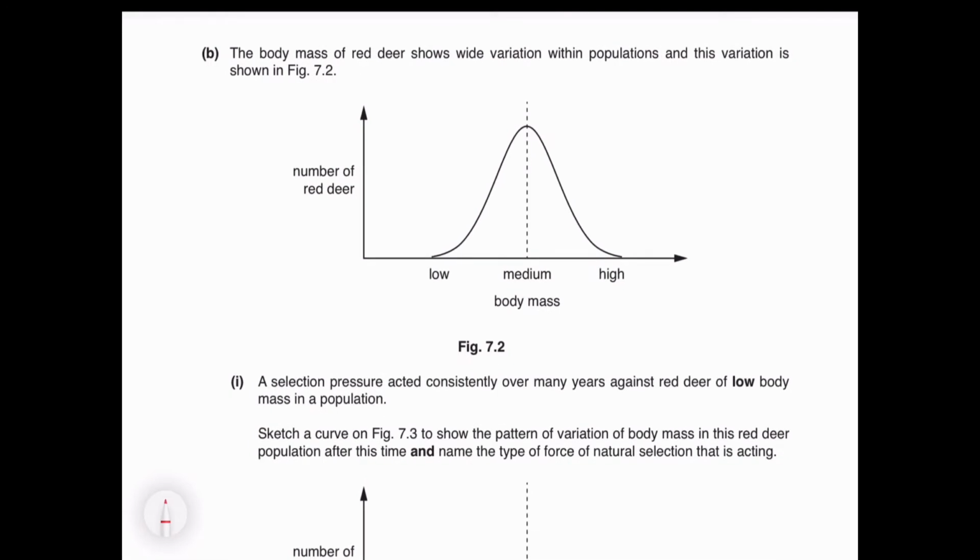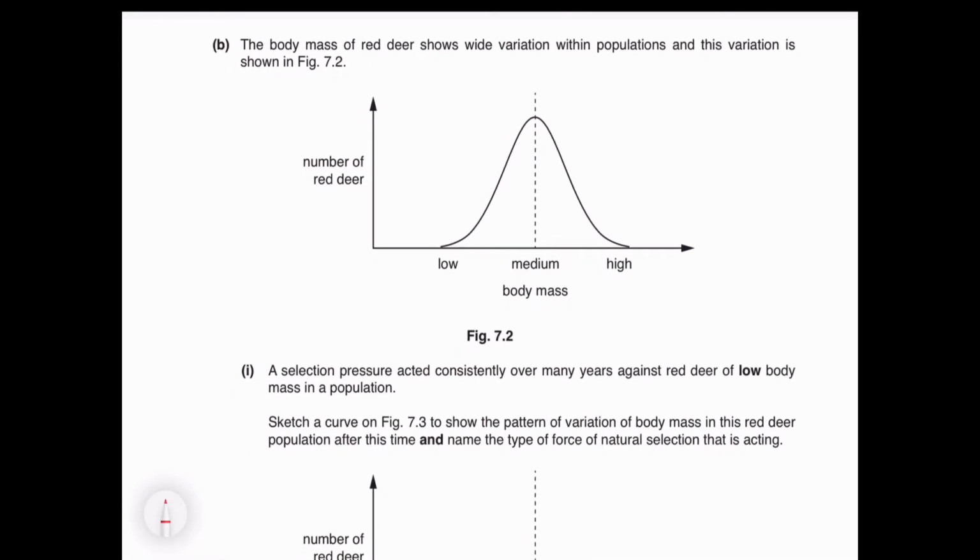For part B, it shows that the body mass of the red deer shows a wide variation, and this variation is favoring the medium mass. So you will see a normally distributed graph. But then the question wanted you to show that a selection pressure is acting on the red deer of a lower body mass. It means that the selection pressure is acting against the low body mass. So I'm going to use a red arrow to show how the selection pressure is acting on the low body mass, and the allele frequency will most likely decrease.